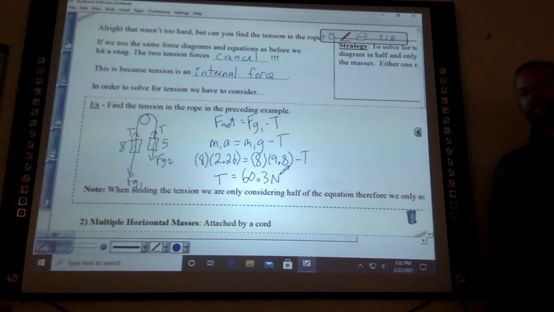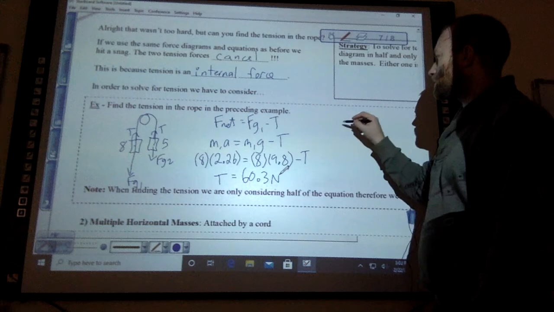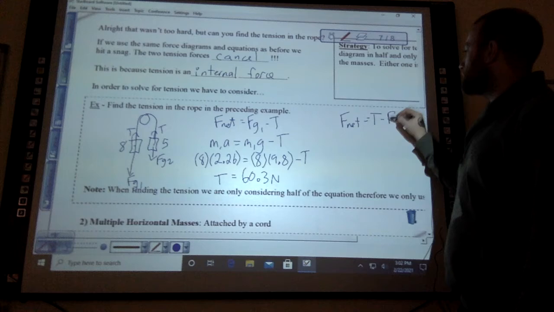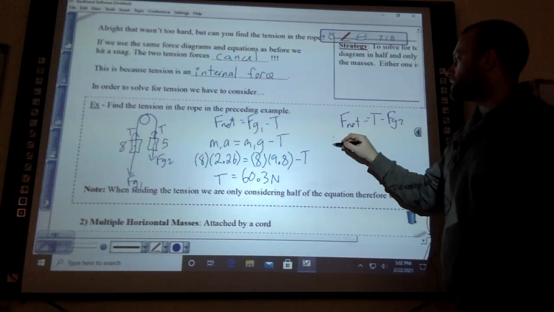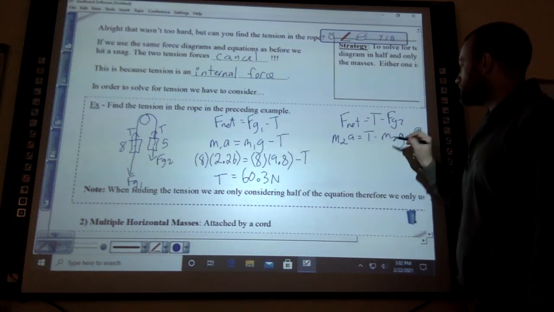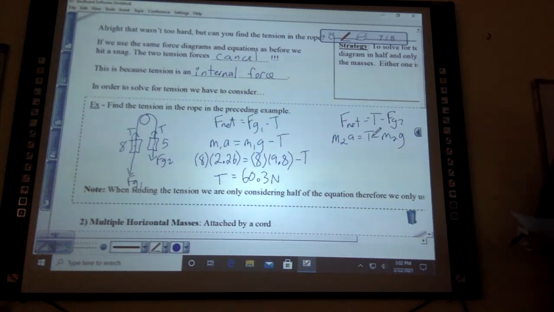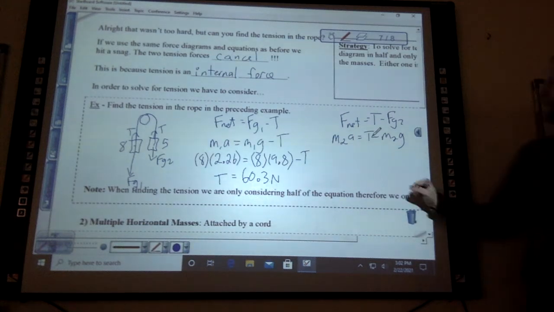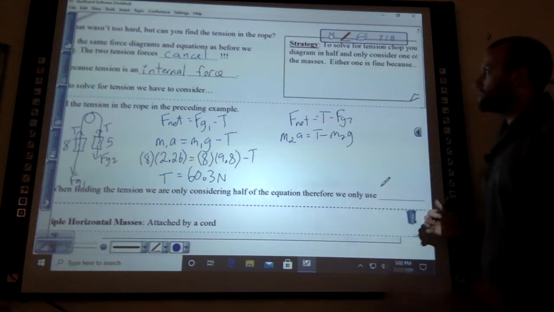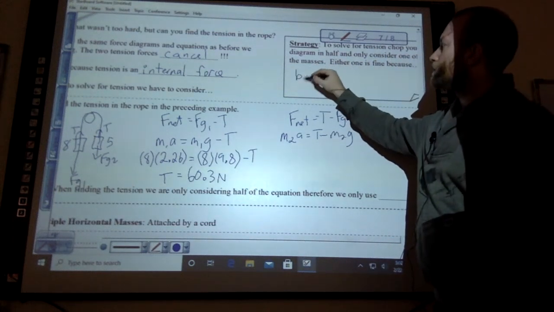If you did this for the other mass, it would give you the same answer. If I quickly did this for the other one, I'd have F net equals tension minus Fg2, so M2A equals T minus M2G. If you actually calculated this, you'd get the exact same answer. I'm not going to do it for the sake of time, but this would work. The reason why this works is because the tension for the rope is going to be the same. So either one is fine because both tensions are the same.